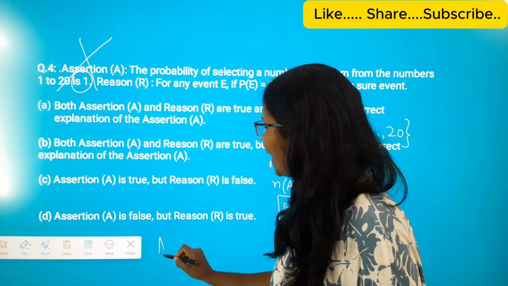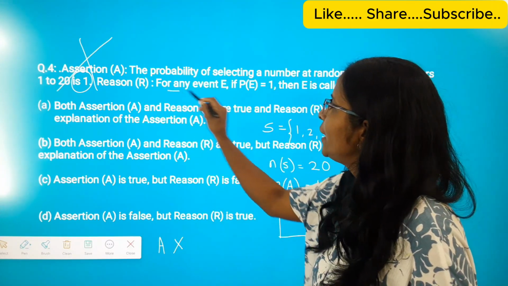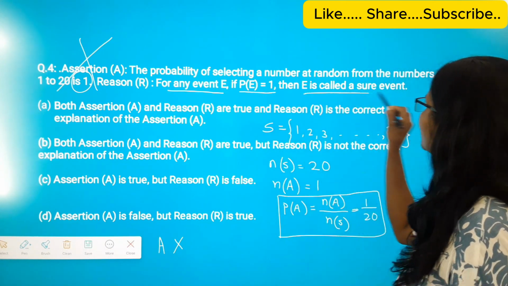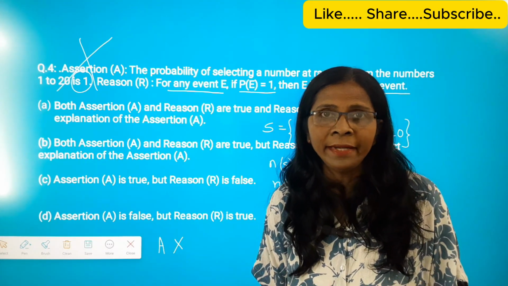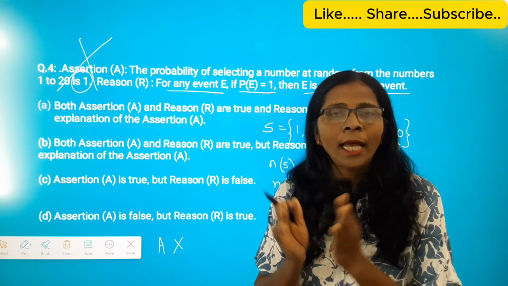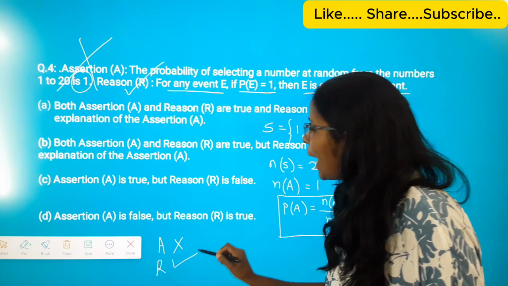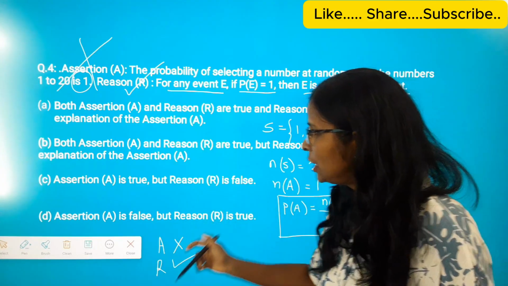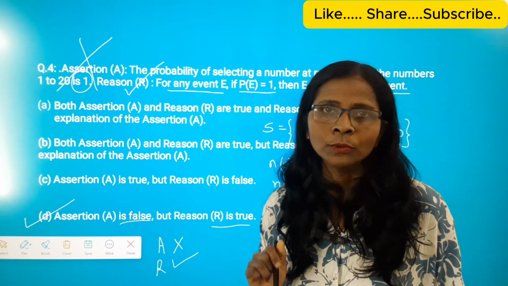Okay. Now here the assertion is wrong. Then what about the reason? The reason is for any event E, if P of E is equal to 1, then E is called a sure event. If for any event P of E is equal to 1, then we can say that it is a sure event. So the reason is true. The assertion is false and the reason is true. That means, students, out of these, the option is D. Assertion is false, but the reason is true.